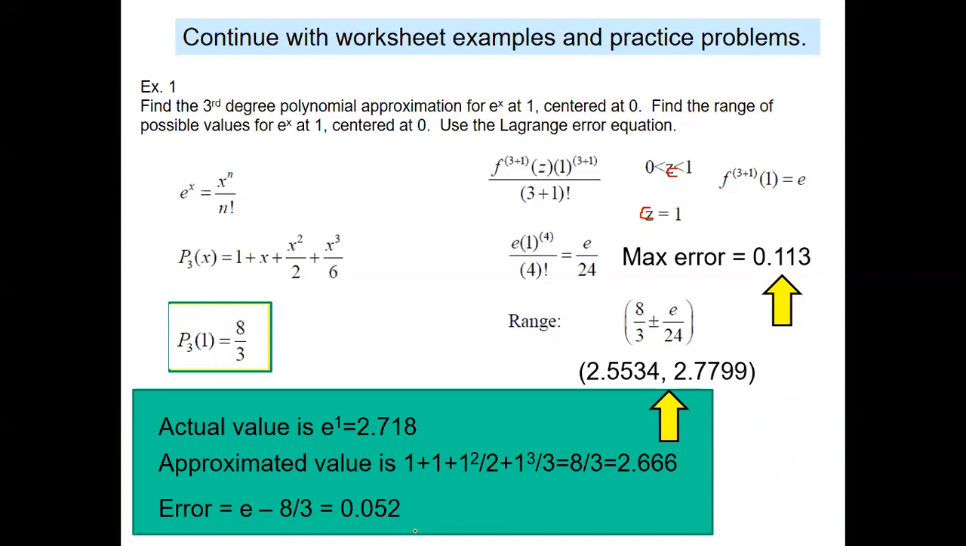So hopefully that's kind of putting a picture with our Lagrange error bound and how we can use that to do some approximations and create some ranges. All right, let's do one more here. So 4th degree Maclaurin polynomial approximation for cosine at a equals 0 evaluated at 1. Find the Lagrange error bound.